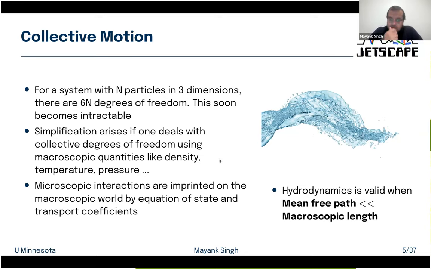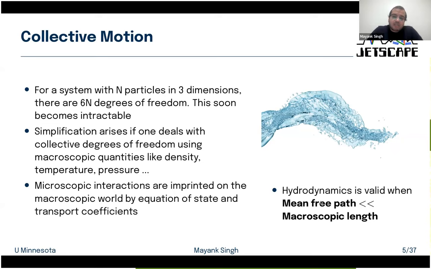But the simplification arises if you deal with the collective degrees of freedom, like macroscopic quantities such as density, temperature, pressure, which do care about the microscopic interactions happening within it, but you don't have to track every single interaction all the time. So microscopic interactions which make up the system are imprinted on the macroscopic world by things like the equation of state, which are system dependent, and by things like transport coefficients. When the system goes away from maximum entropy condition, how it's maximizing entropy is determined by these transport coefficients. And all that dynamics reduces the degrees of freedom substantially, which makes it tractable, while still retaining the physics of the underlying microscopic world.